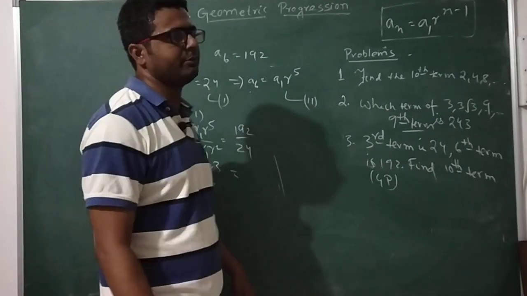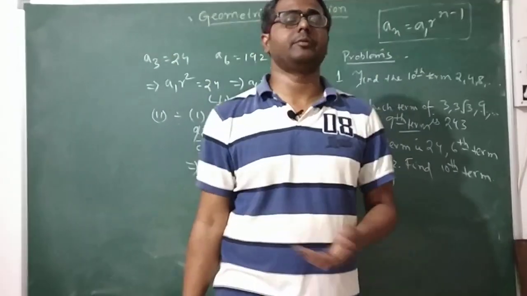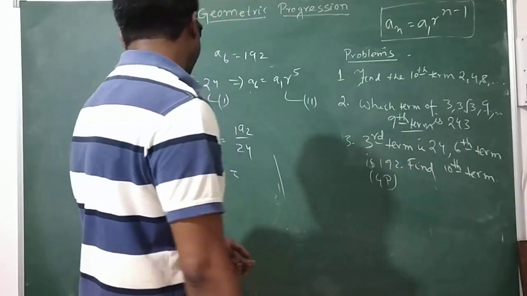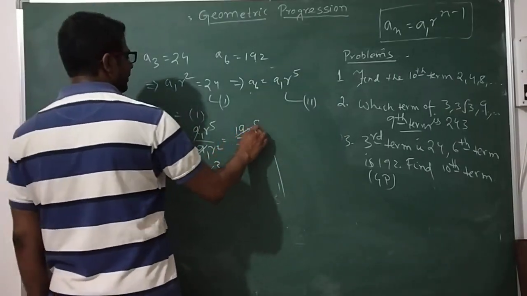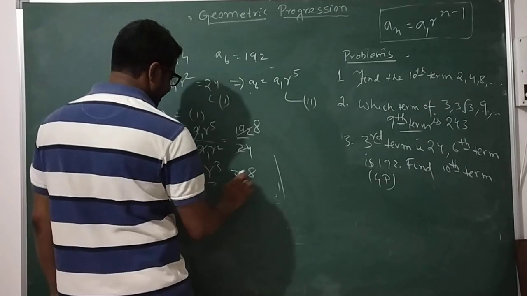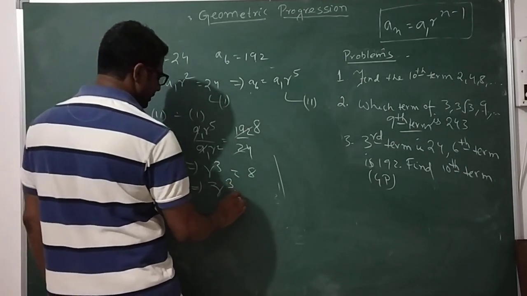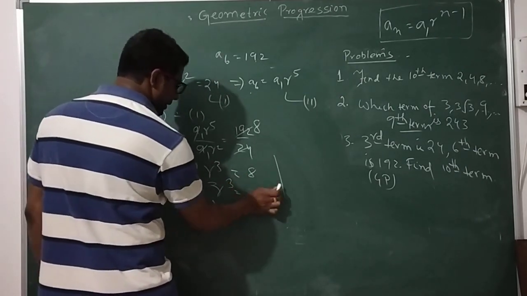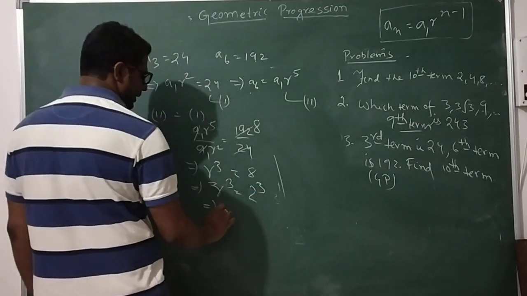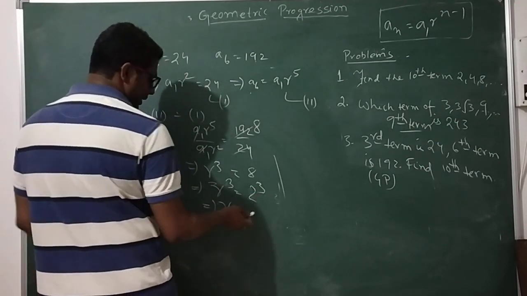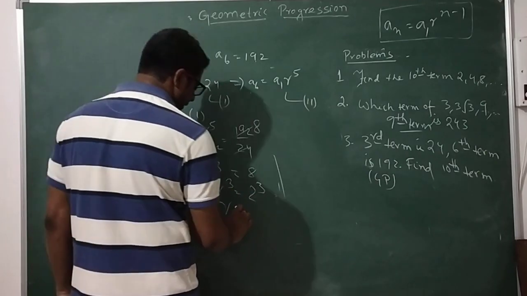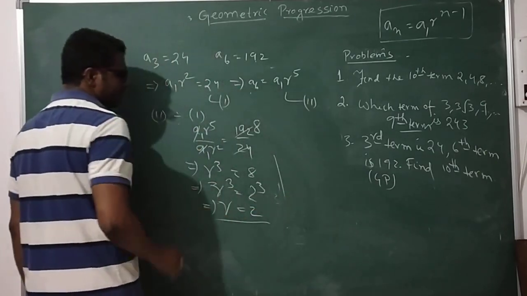And what will be 192 by 24? How much will it come? 24 4s are 96, so it will be 8. Okay? So this will be 8. So r cube is equal to 8. So I can write this as 2 cube. So equating the base terms, the exponents are equal over here. r is equal to 2. So the common ratio is 2.